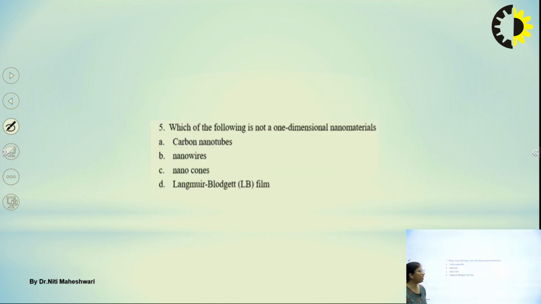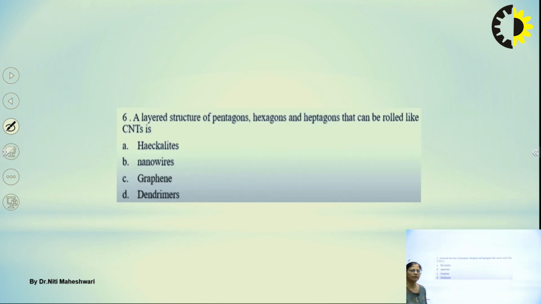Which of the following is not a 1-dimension material? Carbon nanotubes, I've already said, are 1 dimension. Nanowires, again 1 dimension. Nanocones are not 1-dimension materials. Next, a layered structure of pentagons, hexagons and heptagons can be rolled like CNTs, and the name of this structure is halides.